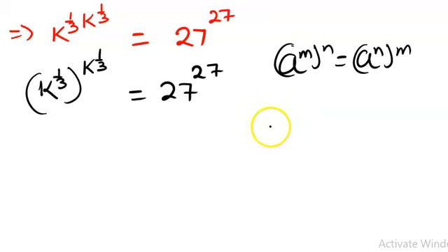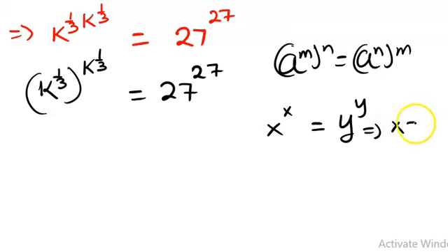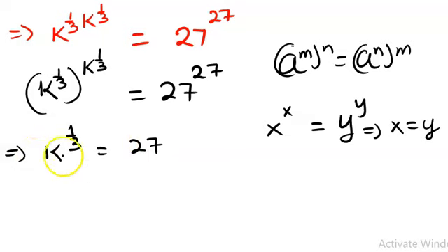Now, if x to the power x is equal to y to the power y, then it implies that x is equal to y. So this implies that k raised to the power 1/3 is equal to 27, and we want k, so we raise both sides to the power 3.